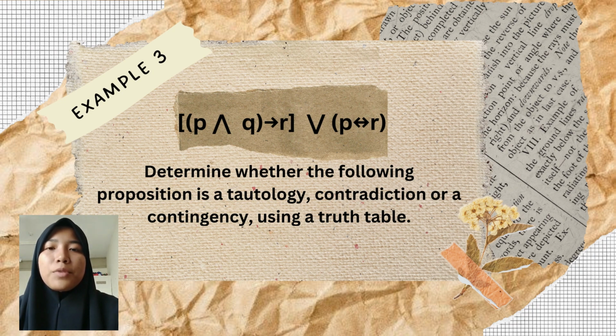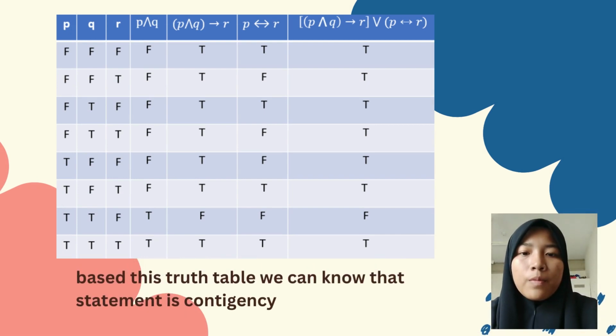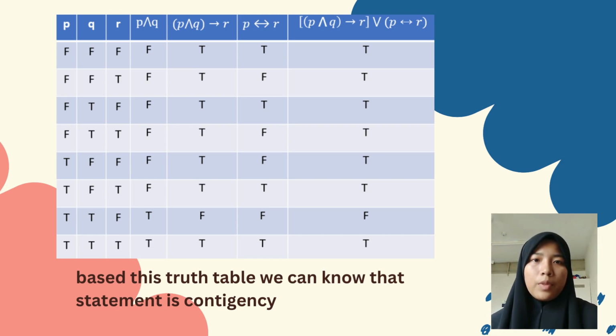Let's move to example 3. The statement given is [(P and Q) implies R] or [P biconditional R]. The question wants us to determine whether the proposition is a tautology, contradiction, or contingency using the truth table. So, this is the truth table for the statement. We must build the table and put in the symbols to get the last compound statement. First, we put P, Q, and R.